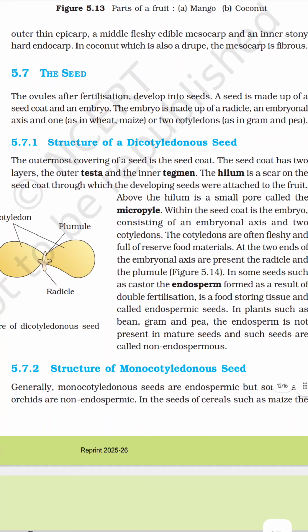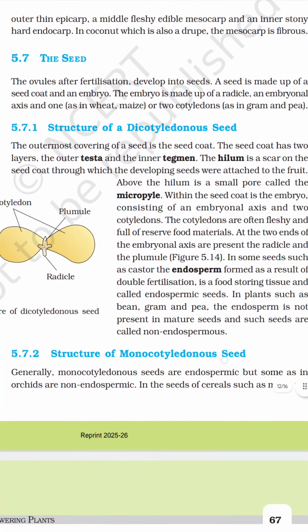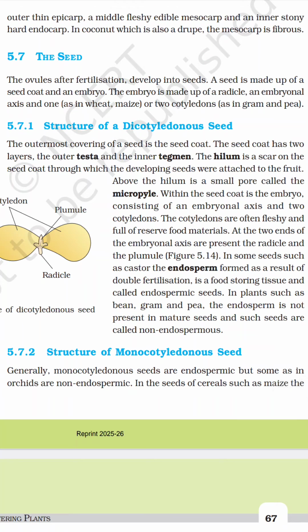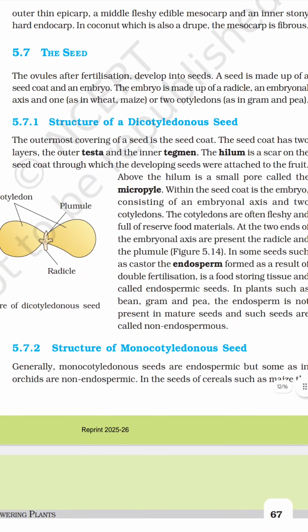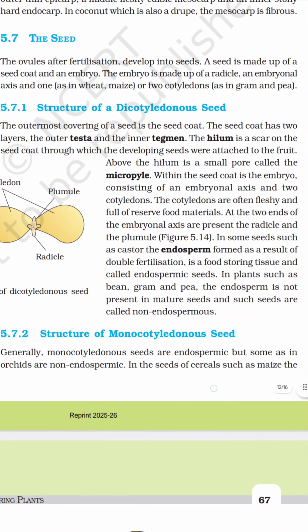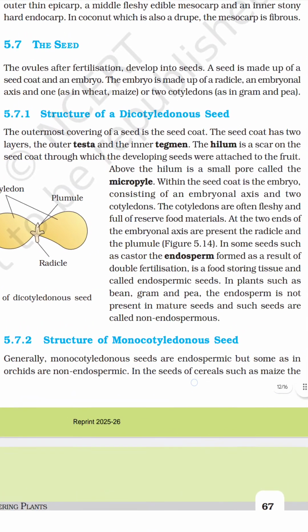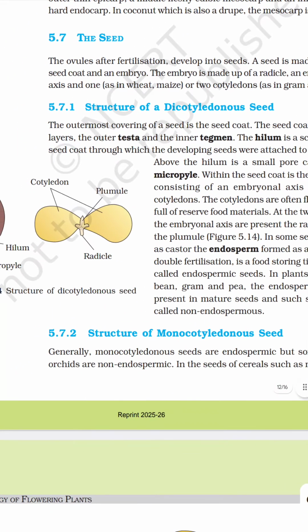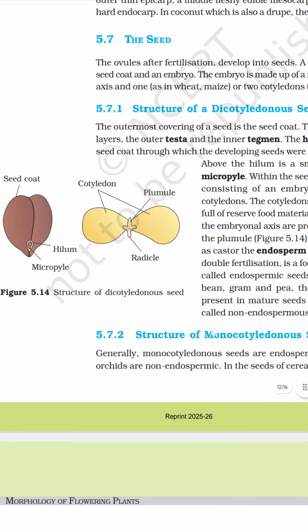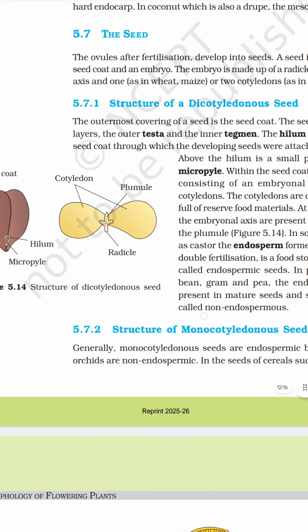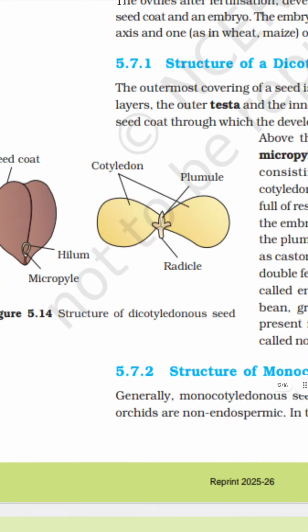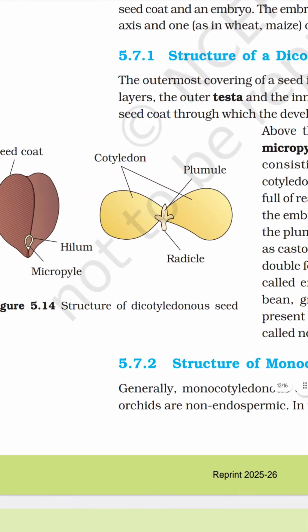Coming to the structure of the dicotyledonous seed, it has the outer part, the seed coat, and the seed coat consists of two layers. The outer one is the testa and the inner one is the tegmen. The hilum is a scar on the seed coat through which the developing seed is attached to the fruit. Above the hilum, the micropyle is present. This is the micropyle, this is the seed coat.